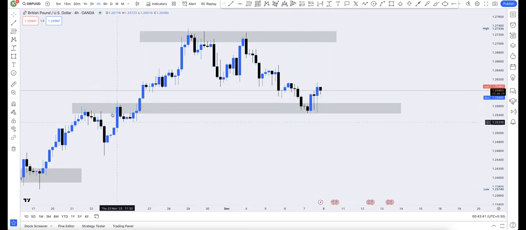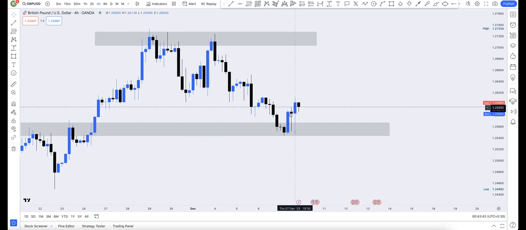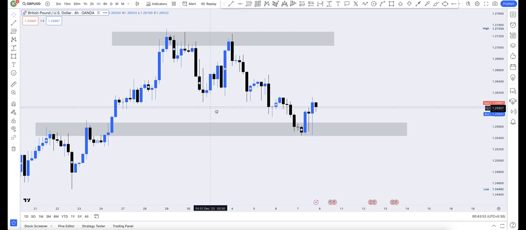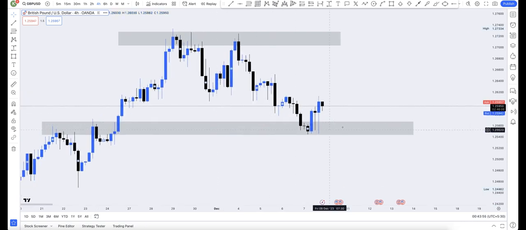Now when price got to this resistance and support, you can see that we have another bullish engulfing candlestick. This candle has engulfed this one and closed above this candle. This is already telling us that price is reversing to the upside to continue the bullish move.